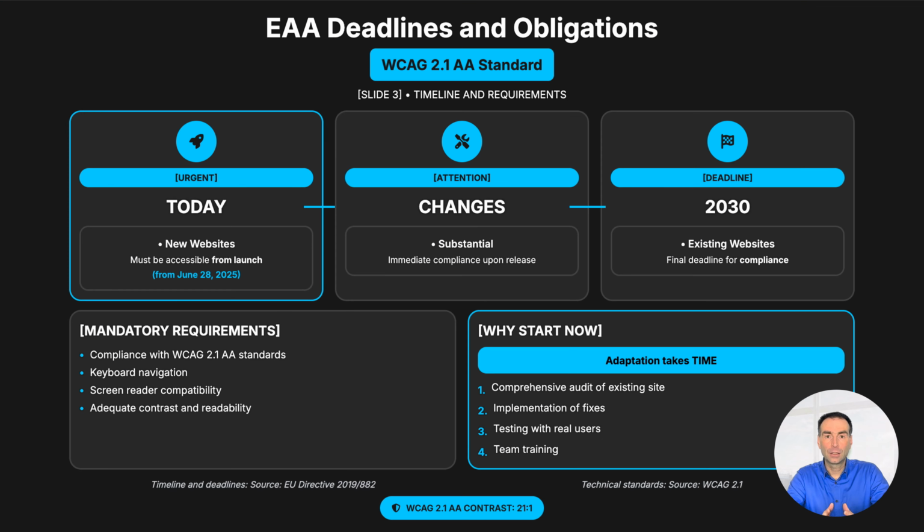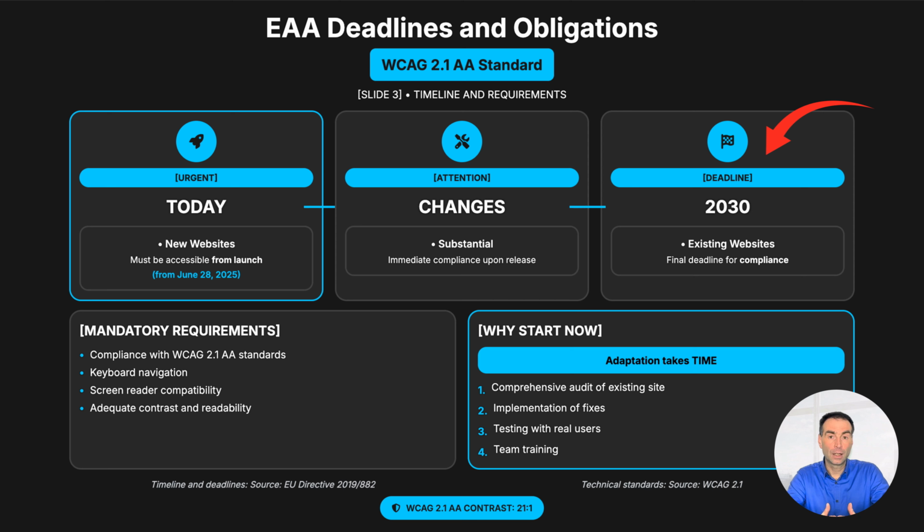Let us now consider the deadlines and technical requirements that must be met. The urgency pertains solely to new sites that must be accessible by June 28, 2025. This means that if a site is published after this date, it must comply with the WCAG 2.1 EAA standards as soon as it is launched. For example, this includes keyboard navigation, compatibility with screen readers, and adequate contrast and readability.